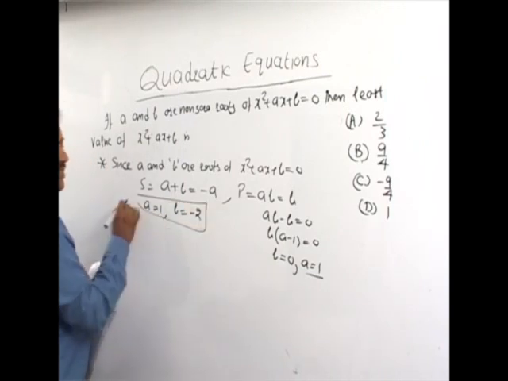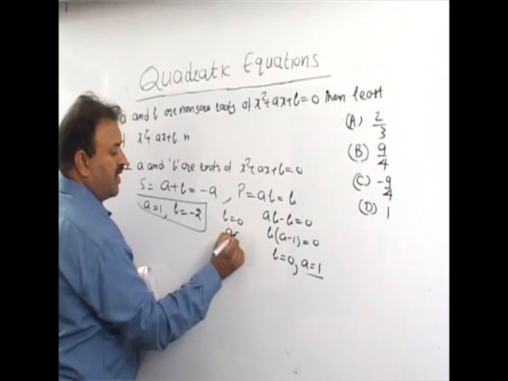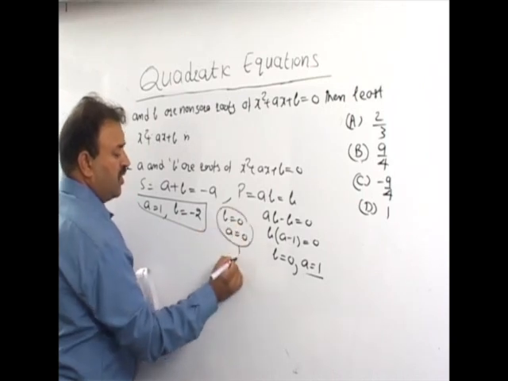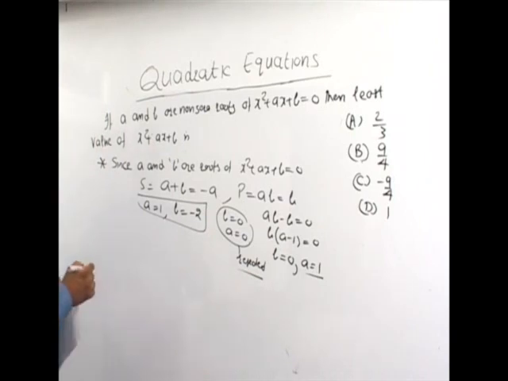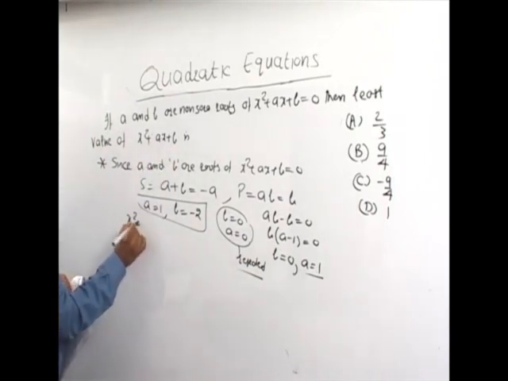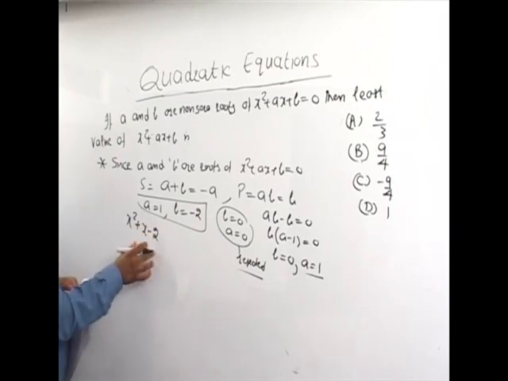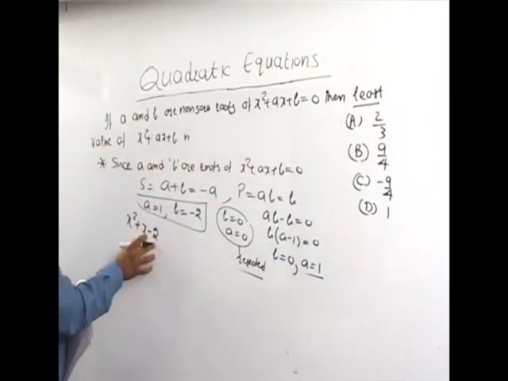We take this case. If we take the other case as b is 0, a we get is 0. So, this case we reject. Now, our expression becomes x square plus x minus 2. Now, we have to calculate the least value of this expression.